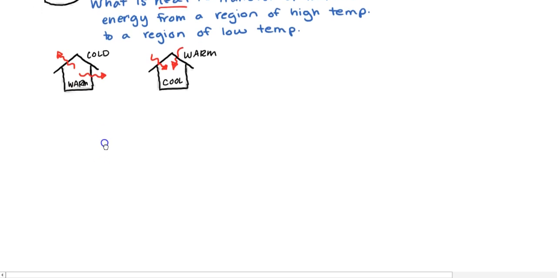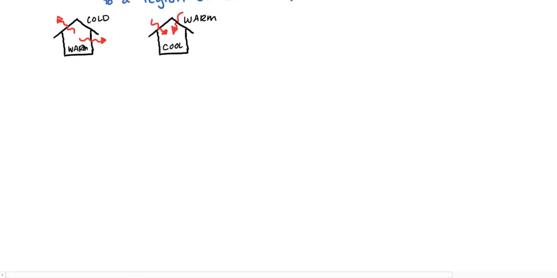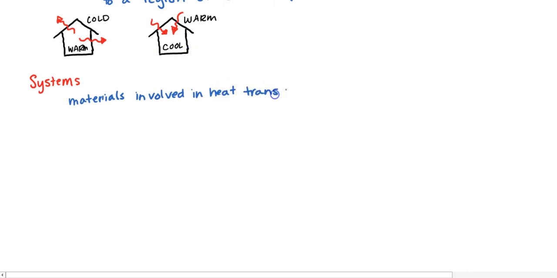So when we talk about heat, we also have to think about something called systems. Understanding systems can help us understand how objects and materials interact. A system is the materials involved in heat transfer. So whatever actually is involved in the process of transferring the heat is part of the system.